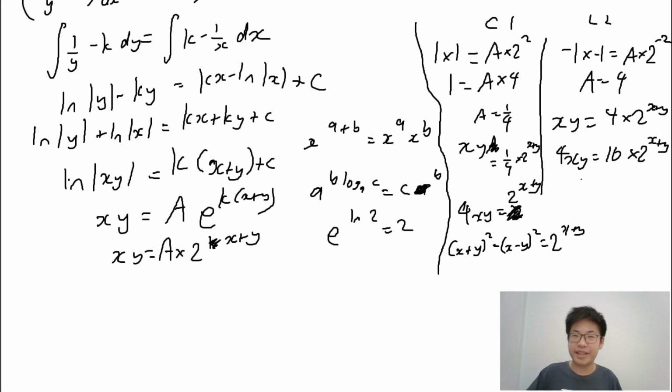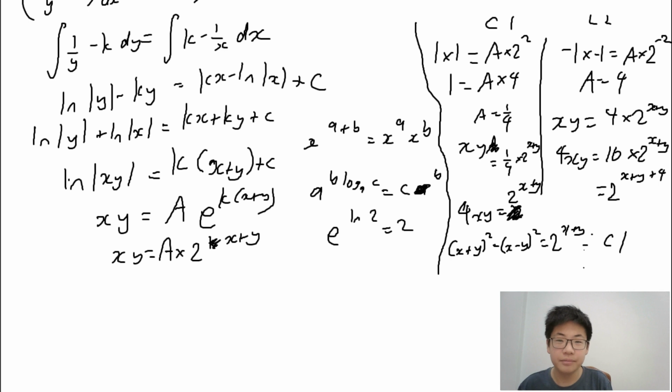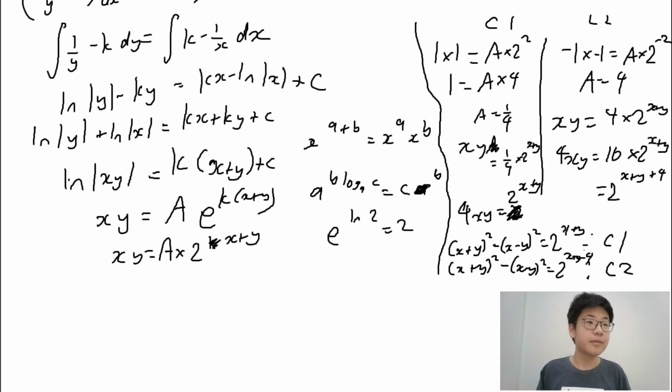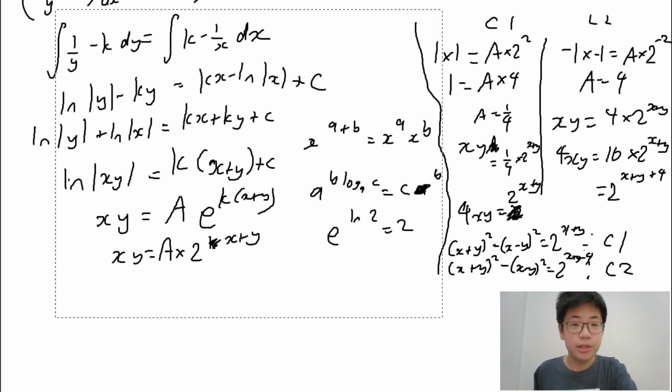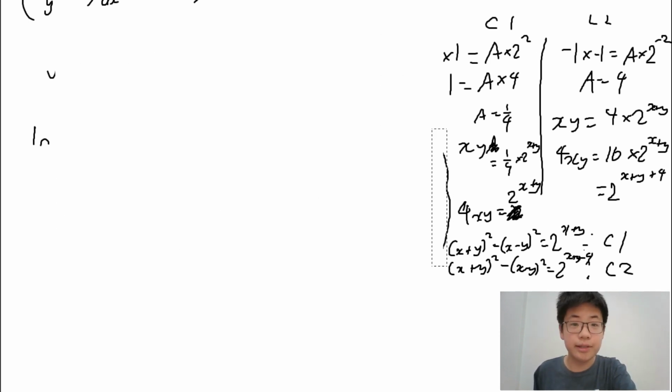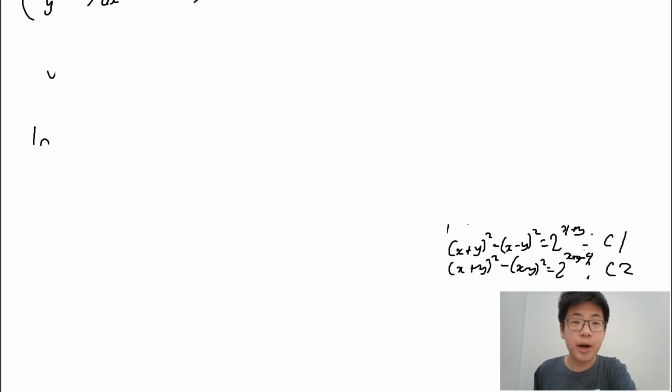Now you might think this is making the problem a lot harder, but then you realize that the right side could be written as 2 to the power of x plus y plus 4, and then the left side could be written as the same. So we have C1, and then we have C2. (x plus y) squared minus (x minus y) squared equals 2 to the power of x plus y plus 4. Now, we are just going to scrap everything for now and just put the equations of C1 and C2 somewhere else.